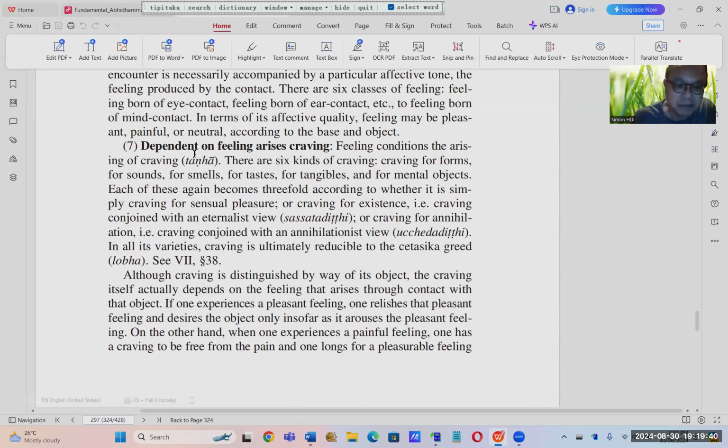Yes. Number 7. Depending on feeling arises craving. Feeling conditions the arising of craving, tanha. There are 6 kinds of craving: craving for form, for sounds, for smells, for taste, for tangibles, and for mental objects. Each of these again becomes threefold, according to whether it is simple craving for sensual pleasure or craving for existence.